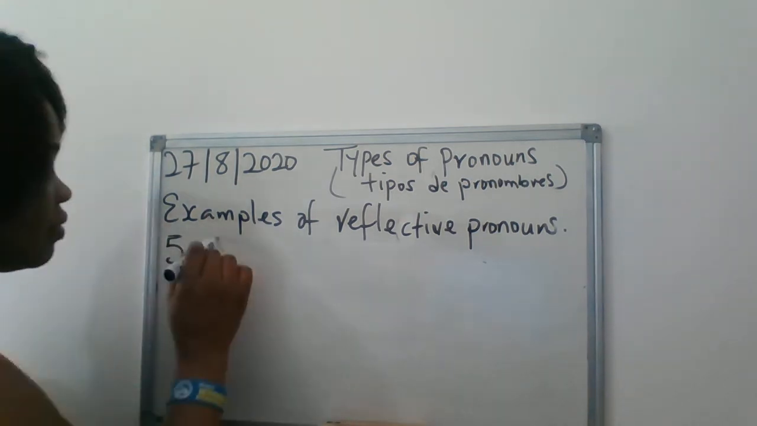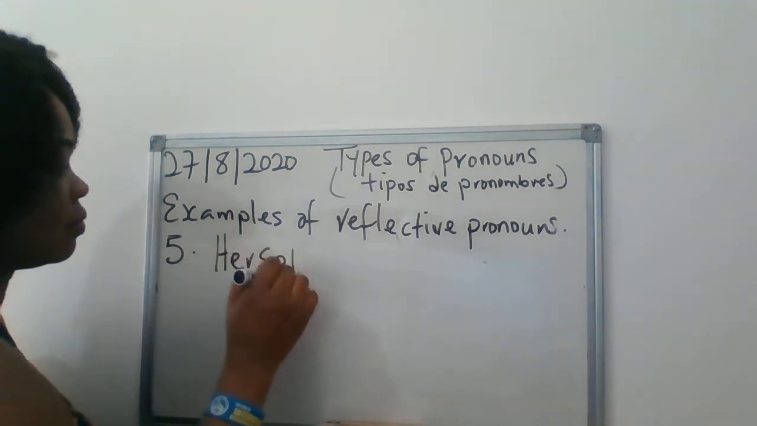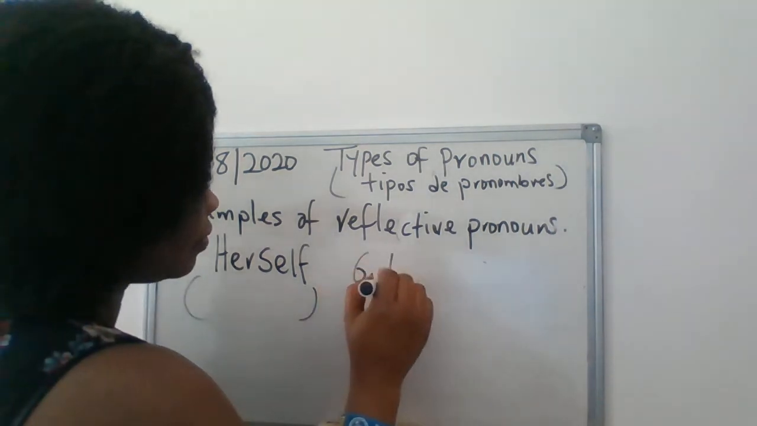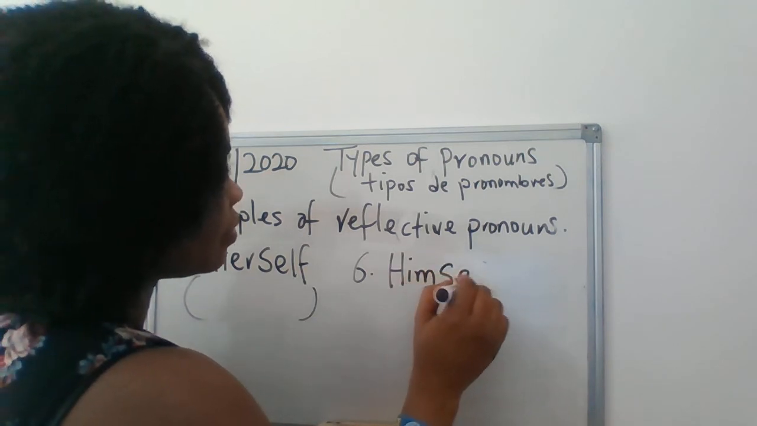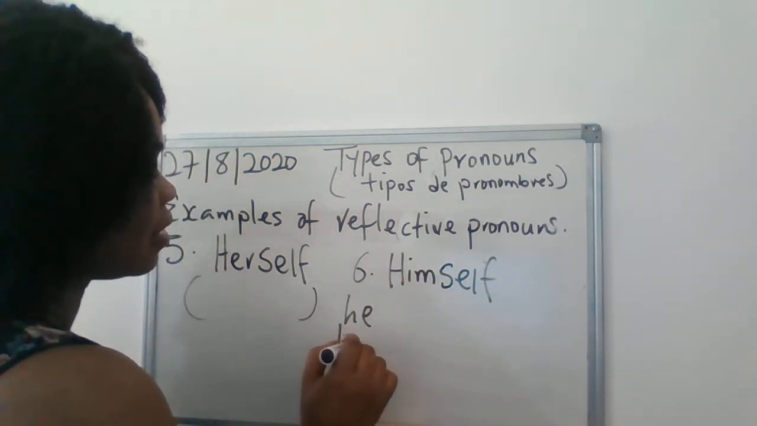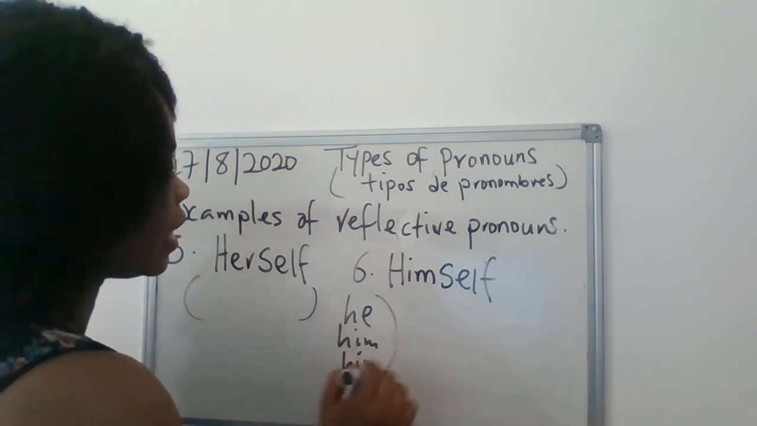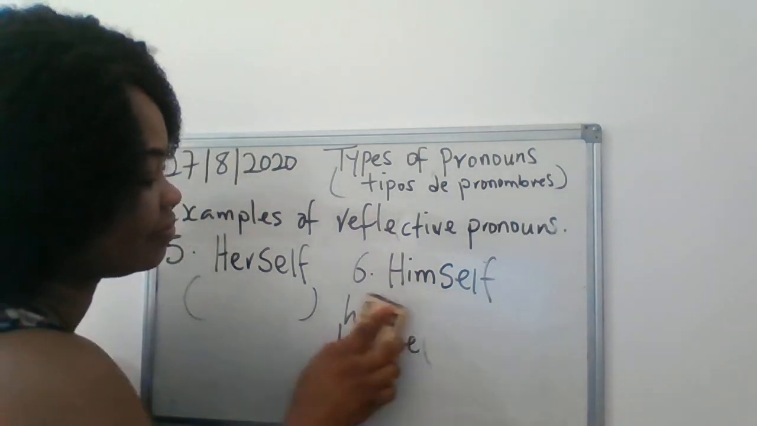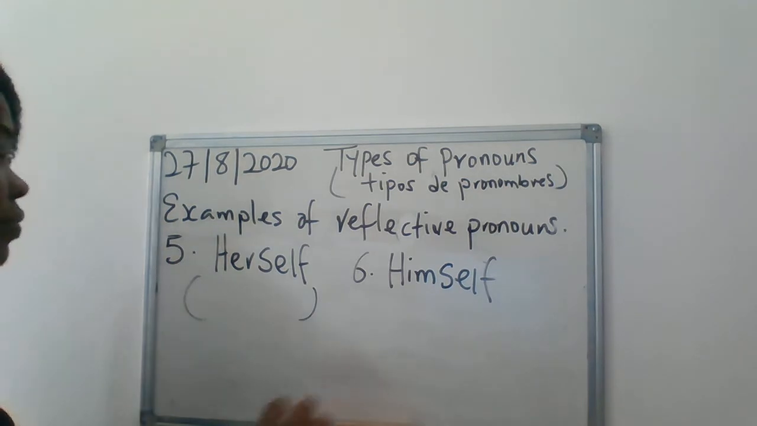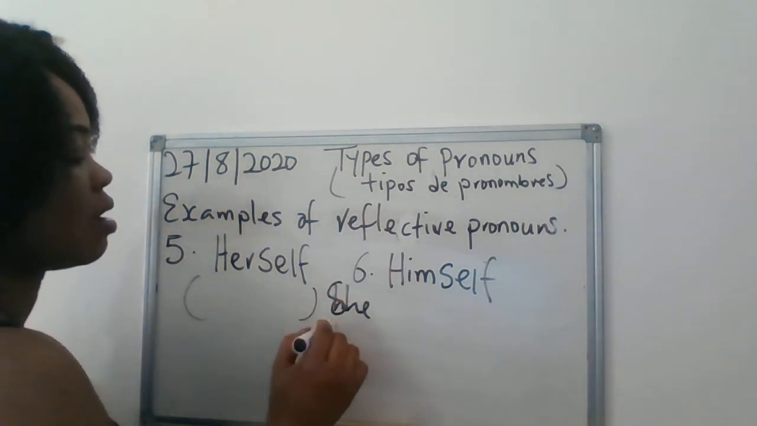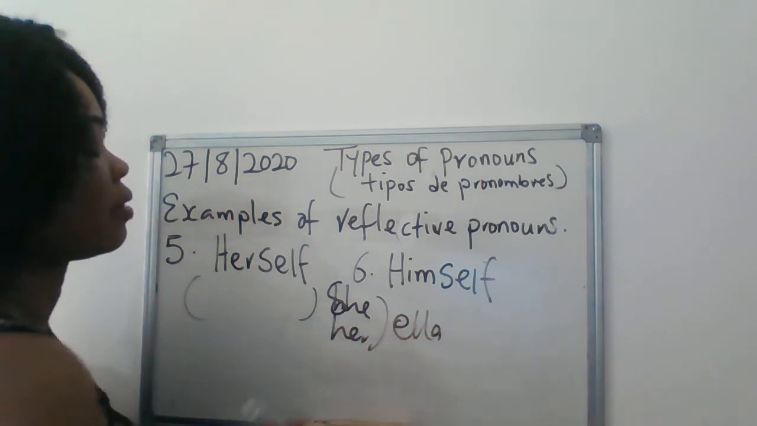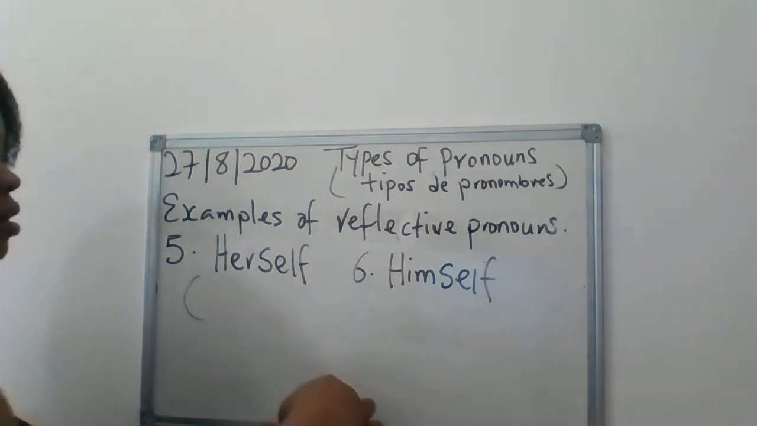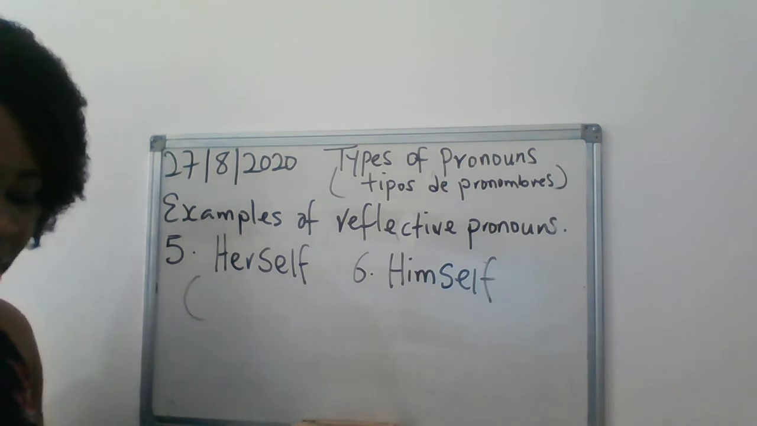Number five, we have herself. Herself. Number six, we have himself. Himself. Remember I said he, him, and his all together in Spanish is this. They use this for all of these. Herself, himself.